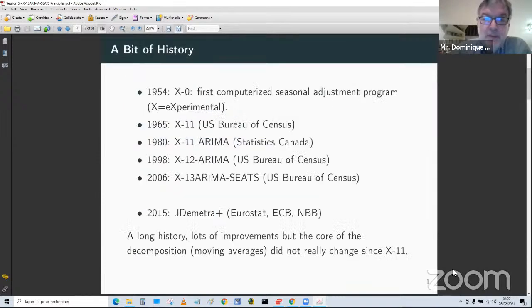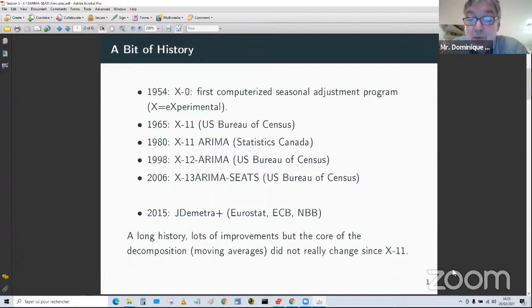Okay, so a bit of history. In fact, X13 is the last variant of the last release of a program which was called at the very beginning X0, which was the first automatic seasonal adjustment program. X was for experimental, okay? So the X was this one. And so it was at the beginning of the 50s. So you had at this moment the first computers, okay?